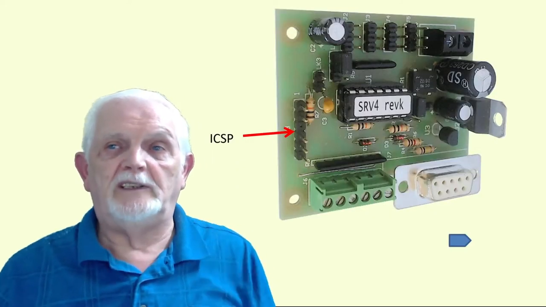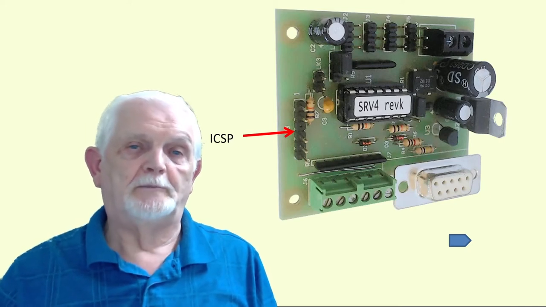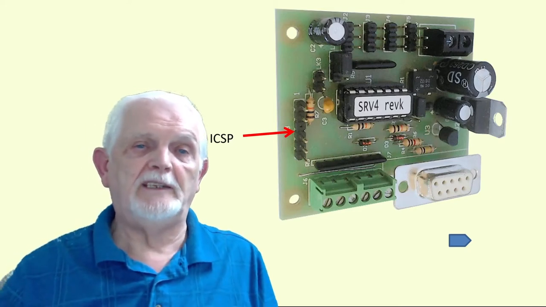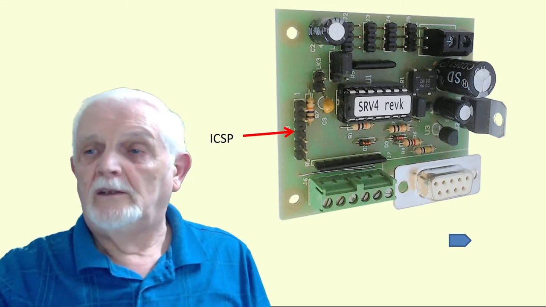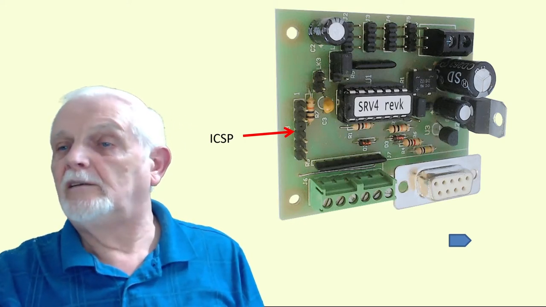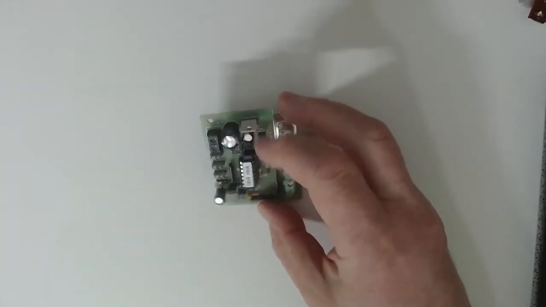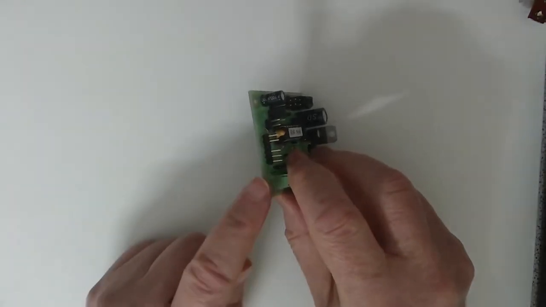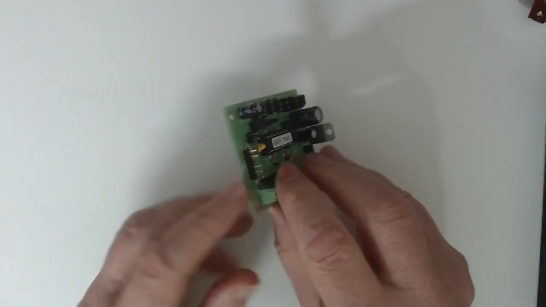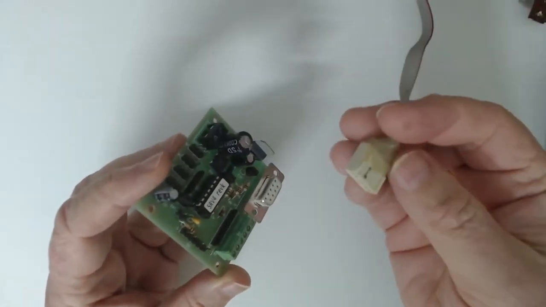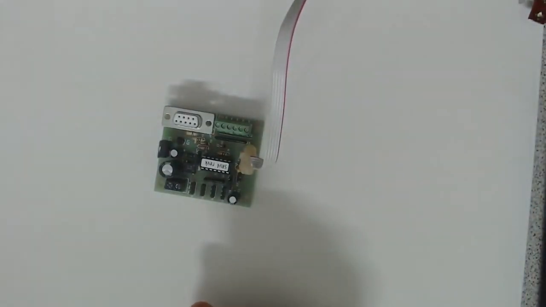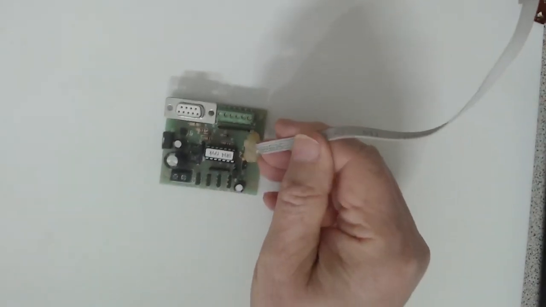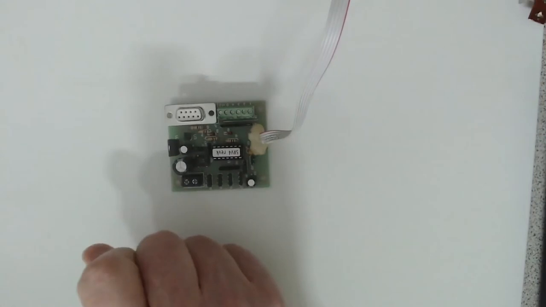There, for example, is the Servo 4 module that we sell. And you'll see there, I've marked up five pins called the ICSP. Let me just show you again. If I take that away, there's one there. And you can see the five pins here. All I have to do is get the cable from the programmer, plug it in there, and we're ready to go. I can program that chip while it's still in that module.